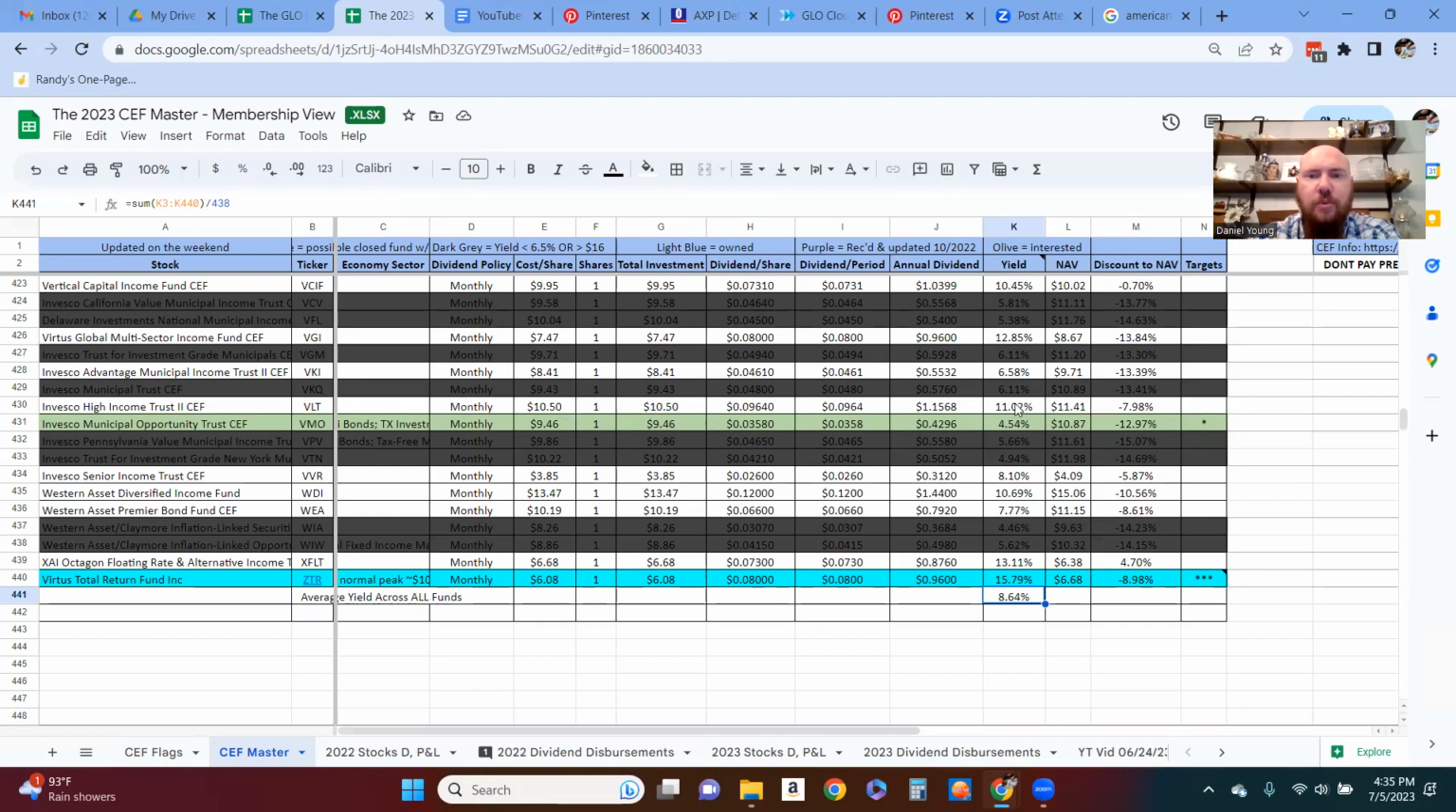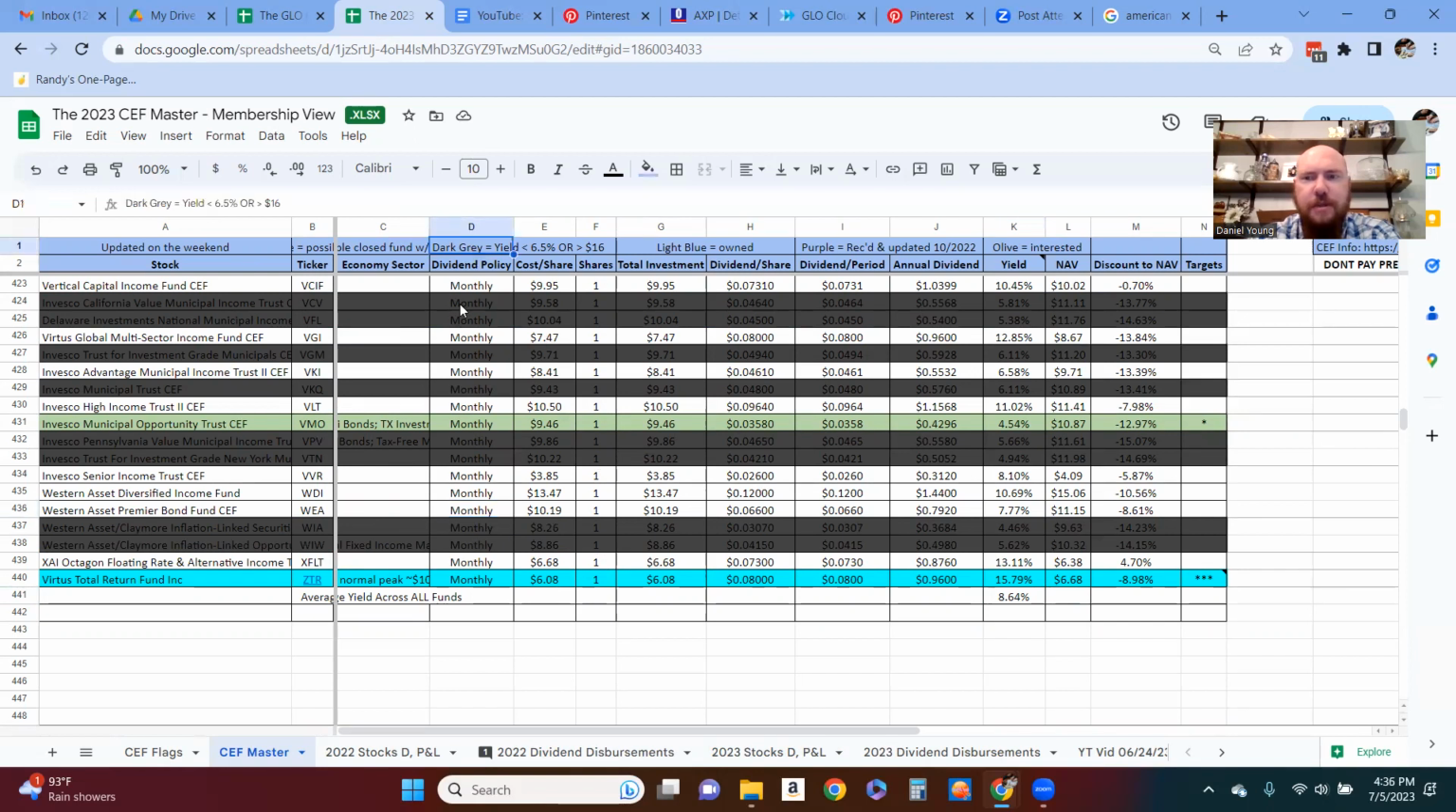So what I do is I go through and I sort all the funds. I update this every month. I update every single fund every month. So if there's a new fund, it gets updated. If there's a fund that gets bought out or liquidates, it gets taken off. And I go through and I categorize everything.